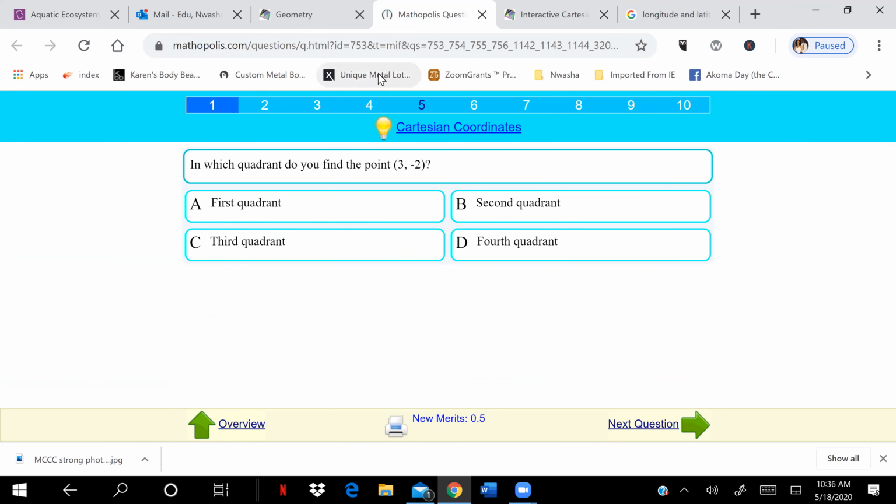So this is an overview of the plane. Once we do this overview, we're going to start talking about slope. So any questions so far about the overview? No.